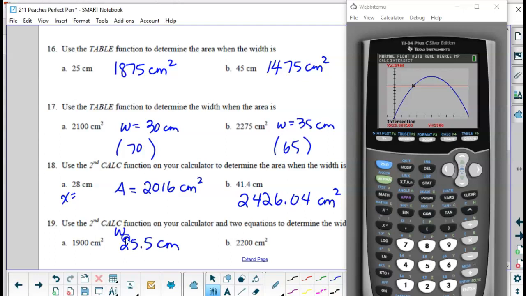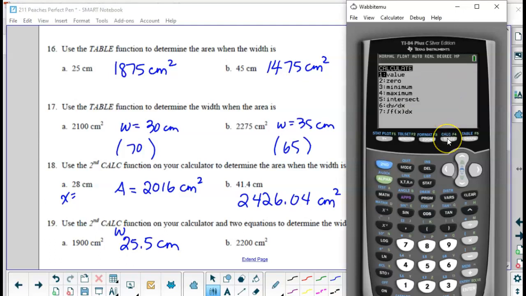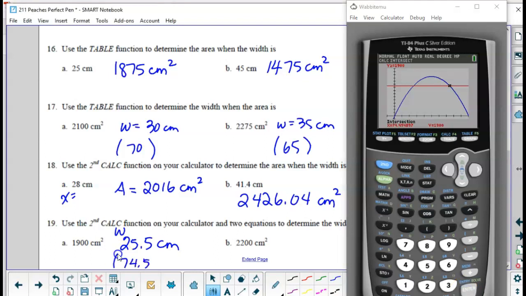Okay. Now, there's another one, because remember, the length can become the width. So if you have 2 and you want to find both of them, really we could just subtract that from 100. But if you want your graph to do it, then you can go second, trace, intersect again, or just press 5. But we need to get closer to the other point. Otherwise, it'll keep giving you the same point of intersection. So closer over here, enter, enter, and then guess is 74.5. Okay, and if you added those together, you get 100.